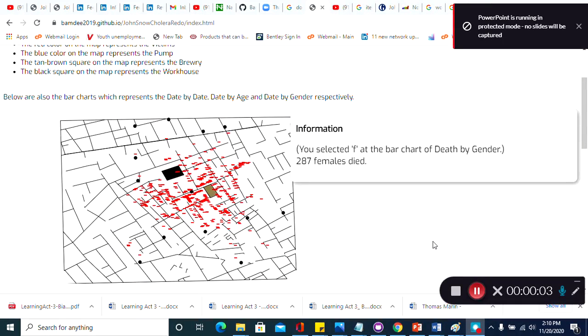Hello everyone, this is Dr. Snow's cholera map of the outbreak in London at some point, and this map is just to show that Dr. Snow was a pioneer of data visualization and analysis using charts, maps and graphs, and his breakthrough in medicine at that time to unravel the mysterious cause of the cholera endemic in London.